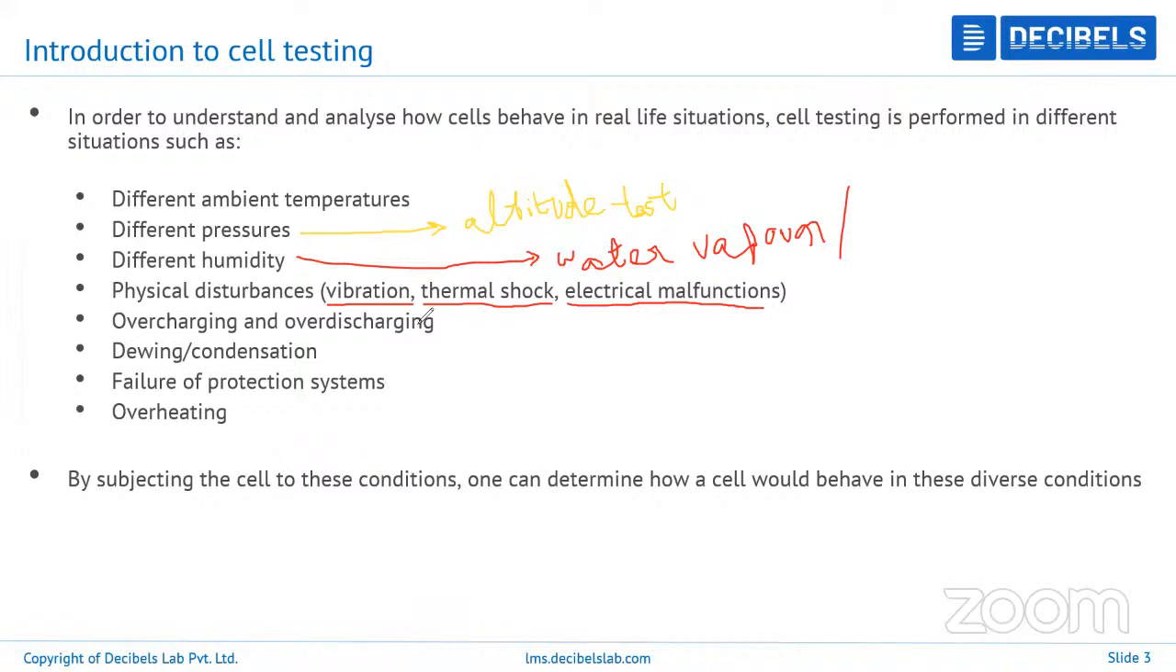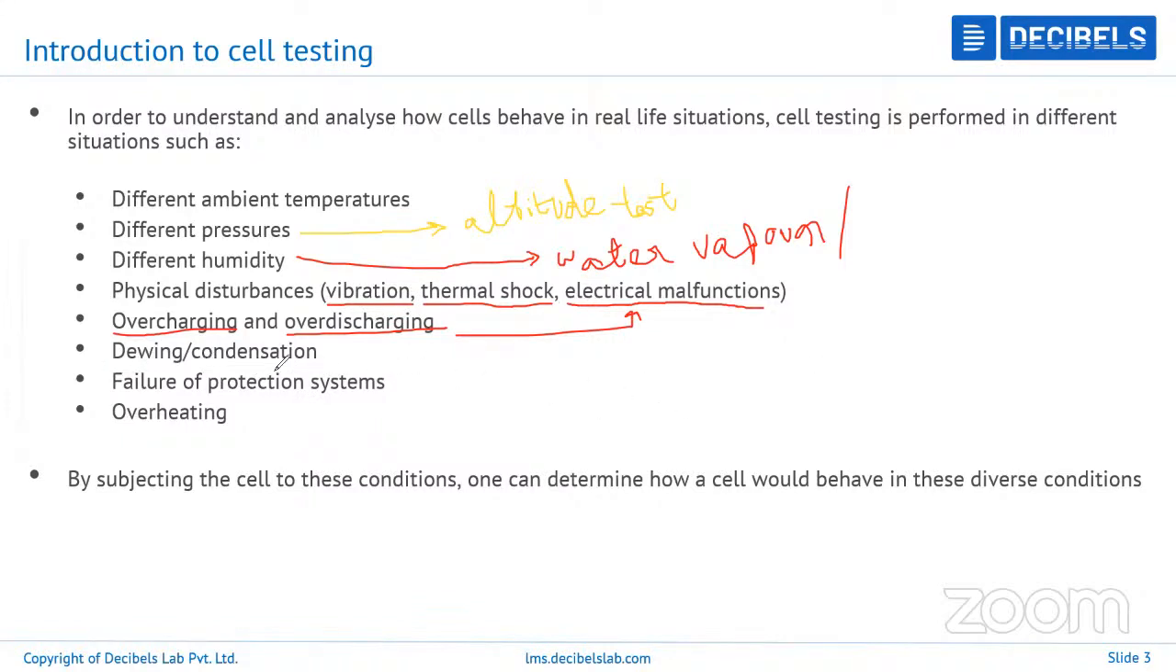So how exactly can all these forms of disturbances affect the battery? These are the different situations in terms of physical disturbance that the cell and the battery pack as a whole can face. Okay, so as I had mentioned, overcharging and over discharging come under electrical abuse. Thermal shocking and thermal shock cycling both come under thermal abuse, and vibration comes under mechanical abuse. So these are the three different types of disturbances.